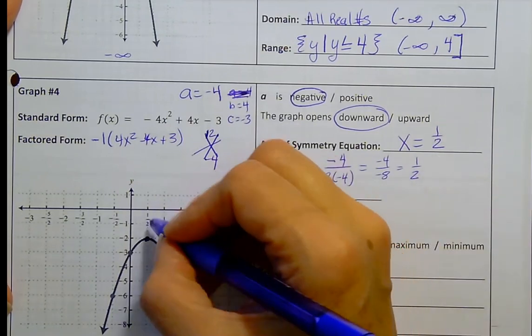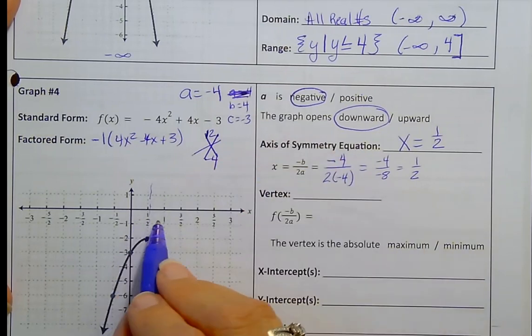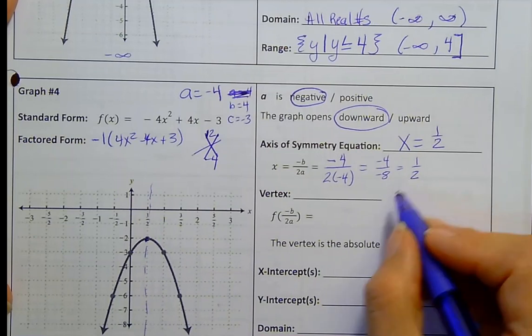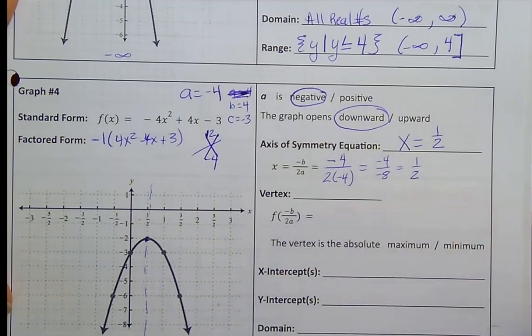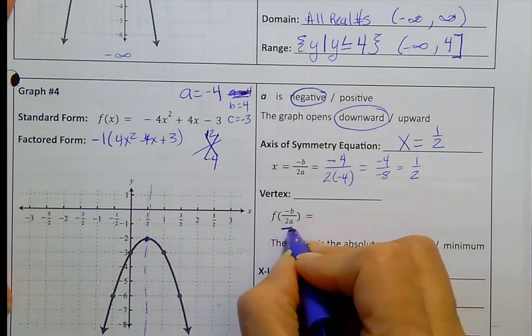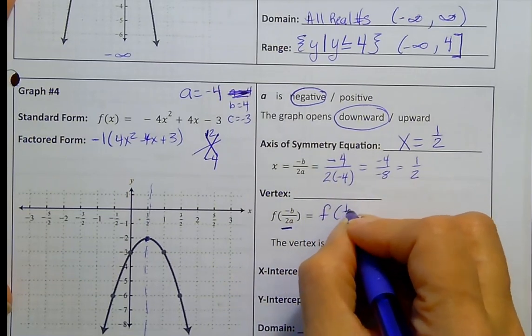And check it out. My vertex is right here at x equals 1/2. Okay, and the person who printed this graph for us was nice to give us the 1/2 mark so that we can see that that is exactly where it is. Okay, once I know my x value, I know that I can find my y value, right? So x is 1/2, -b over 2a is 1/2, so I want the f of 1/2.